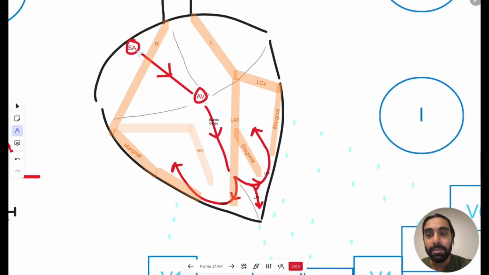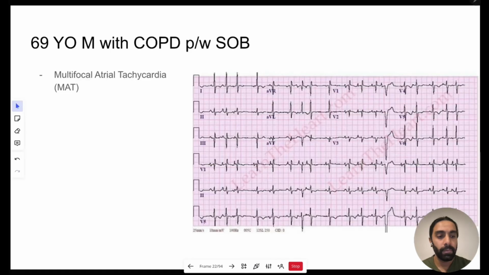So how that happens is maybe the SA node generates one of those action potentials, then you get one that's coming from here, then you get one that's coming from here. So it's all over the place, but it's still supraventricular rhythm. It's not coming from the ventricles, but it's irritation all throughout the atria, and this is usually a sign of pulmonary disease like COPD. And this patient's coming in with COPD and shortness of breath. So again, pulmonary disease, think about multifocal atrial tachycardia.